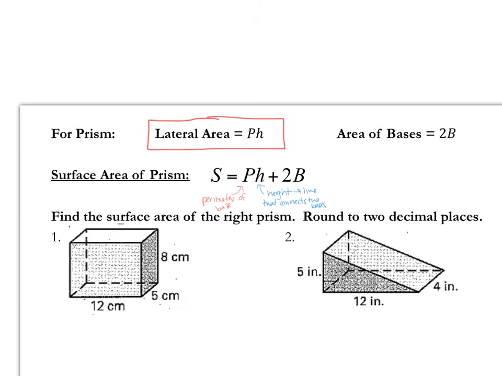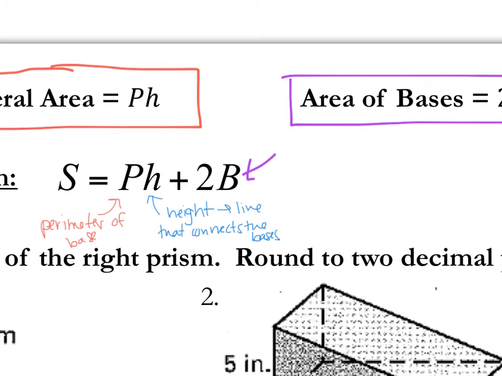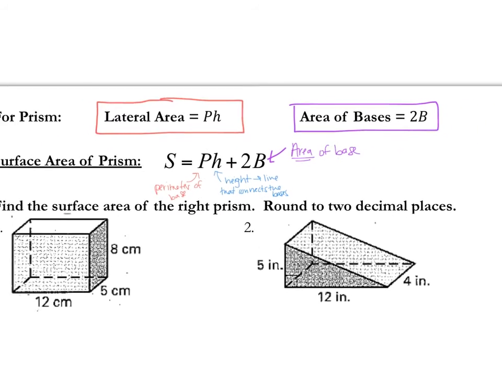And then the other thing we need to get the whole surface is the area of the bases, which we call 2B because there's two bases. And notice this is a big capital B, so I need you to get in your head that that means the area of the base. It's not a little b like when we do the area of a triangle and it's 1/2 bh, which is base times height. This is now a big B. Big B means you have to find the area of the base.